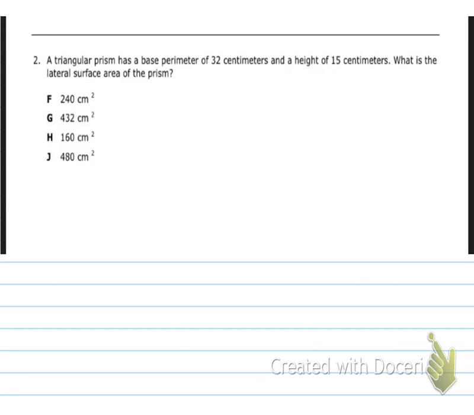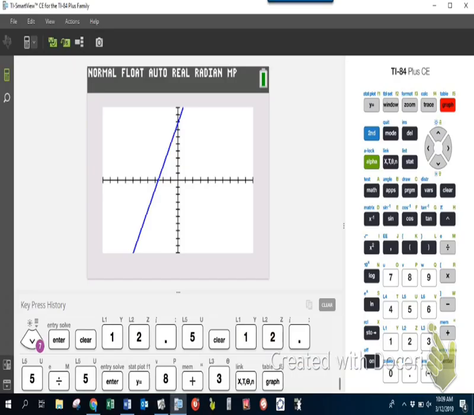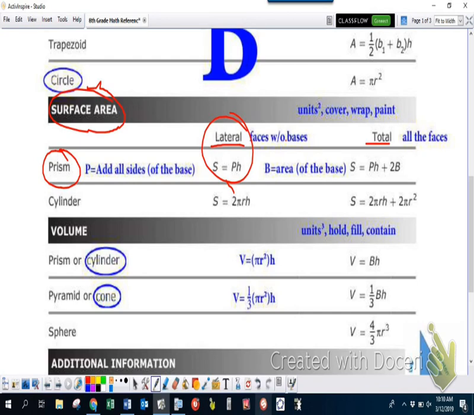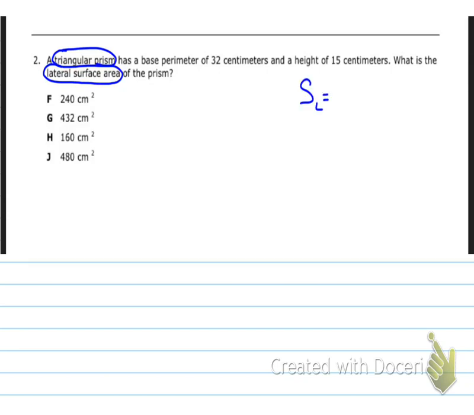A triangular prism has a base perimeter of 32 and a height of 15. What is the lateral surface area? So that word is on my formula chart, so let's go there. Notice the last formula I did was actually kind of the same thing. I want the surface area of a prism, and then I'm going to focus on lateral. So I'm going to use the equation S equals PH. I like to put a little L so that I know it's lateral.